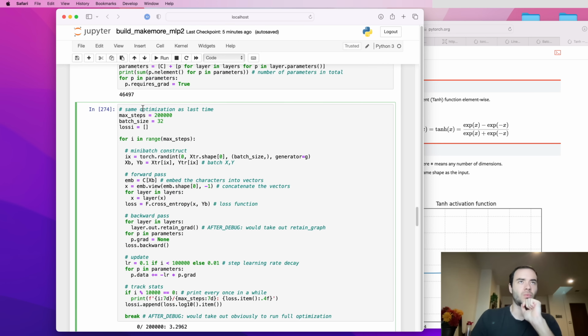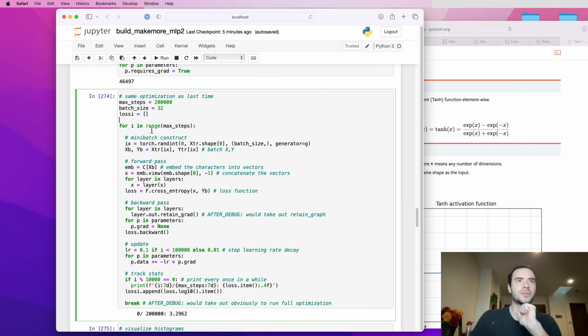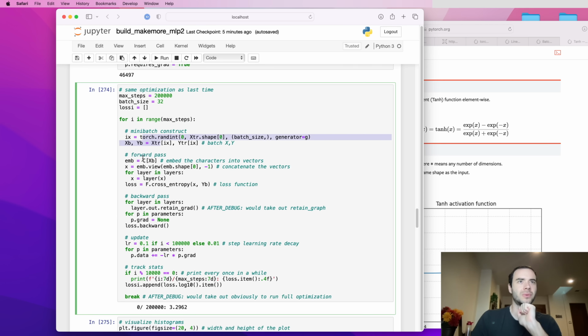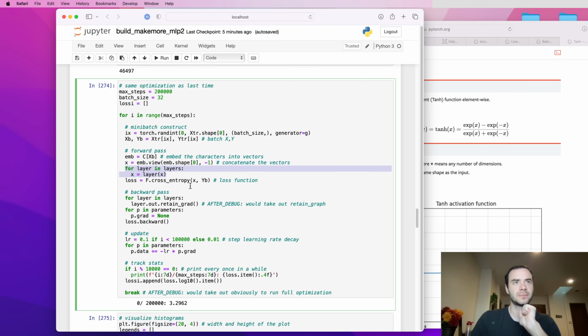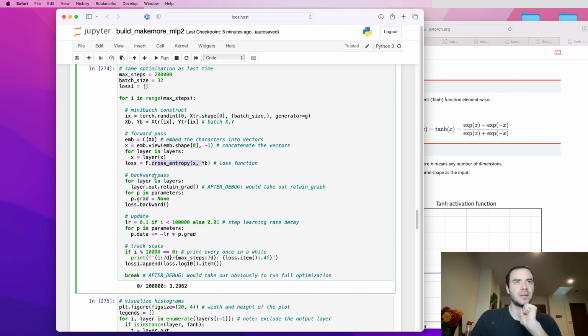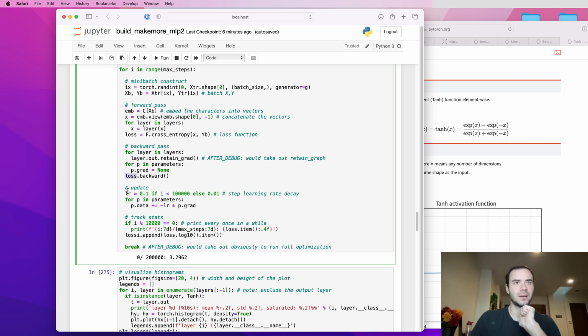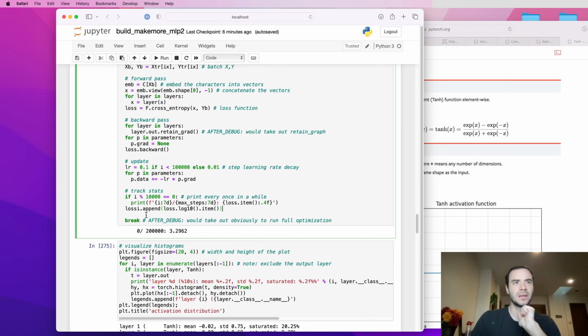Then here, we have everything we are actually mostly used to. We are sampling a batch, we are doing the forward pass. The forward pass now is just a linear application of all the layers in order, followed by the cross entropy. And then in the backward pass, you'll notice that for every single layer, I now iterate over all the outputs, and I'm telling PyTorch to retain the gradient of them. And then here we are already used to all the gradients set to none, do the backward to fill in the gradients, do an update using stochastic gradient descent, and then track some statistics. And then I am going to break after a single iteration.